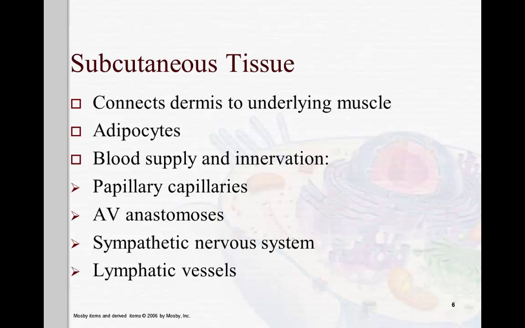It also has a very rich supply of capillaries and venules, and in addition there is AV anastomosis present. It is innervated by the sympathetic nervous system and is also rich in lymphatic vessels.